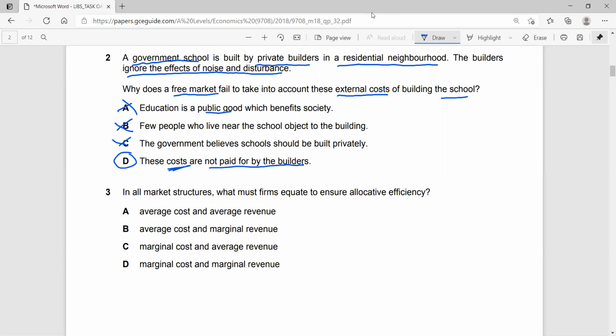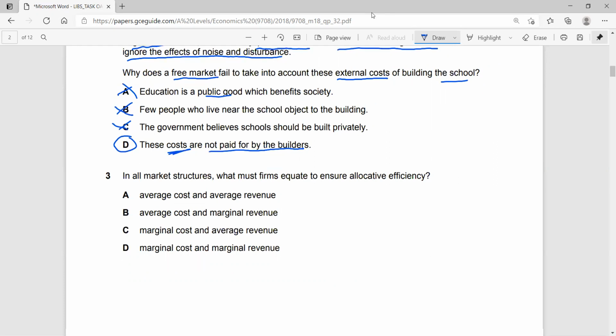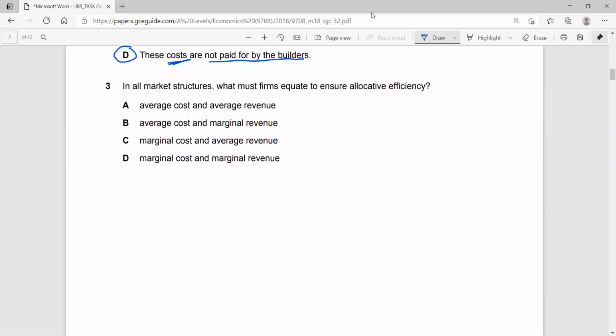And that's why it doesn't take into account external costs or any sort of externalities, essentially. In question 3, in all market structures, irrespective of whichever market structure you're looking at, monopoly, free market, monopolistic competition, and many more, what must firms equate to ensure allocative efficiency?